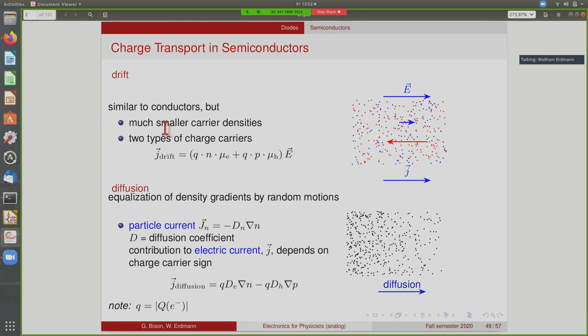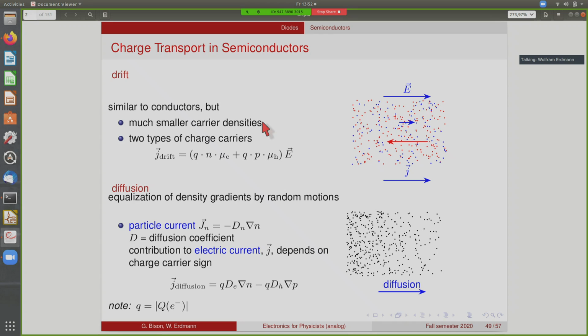The difference with respect to a conductor is that the charge carrier densities are typically much smaller. So in a metal, we have basically the same number of free electrons as we have atoms, while here we have several orders of magnitude less. And the other relevant difference is that now we have two types of charge carriers. So in a metal, we basically only need to worry about electrons, but now we have electrons and holes.